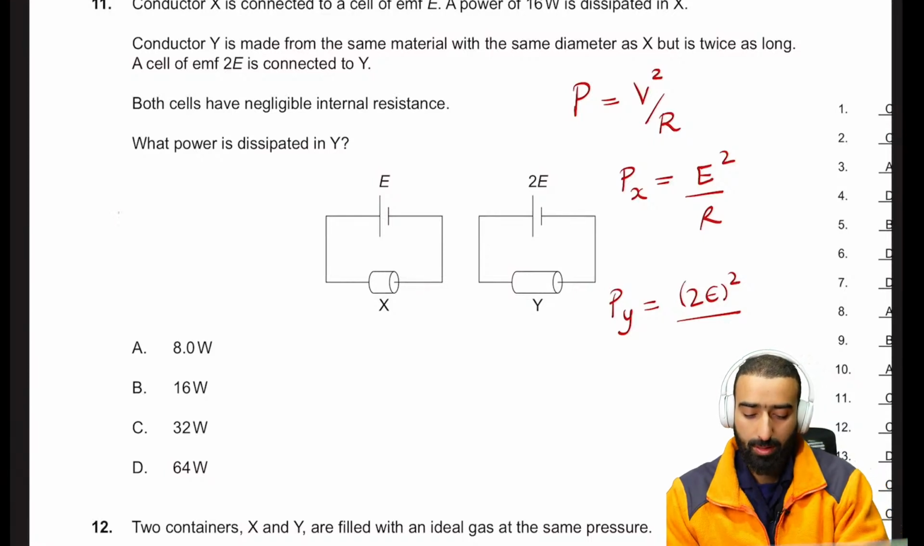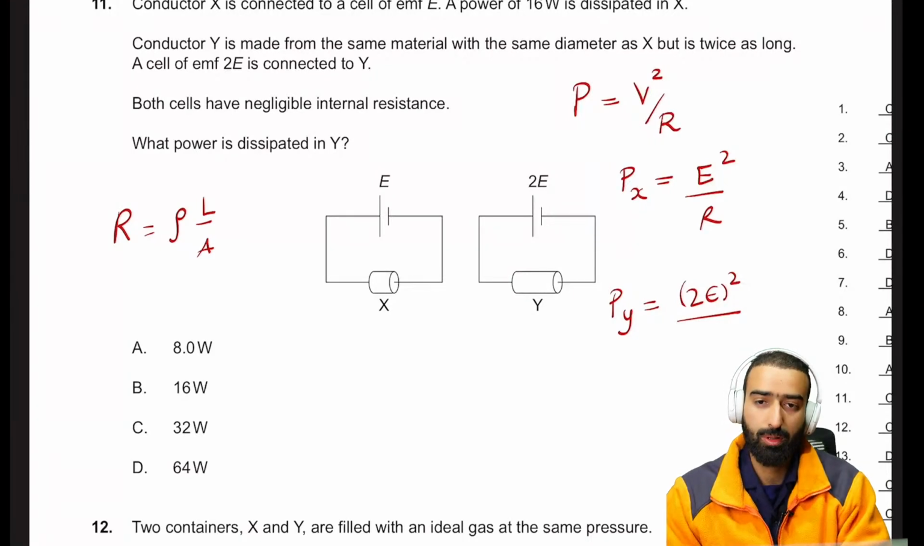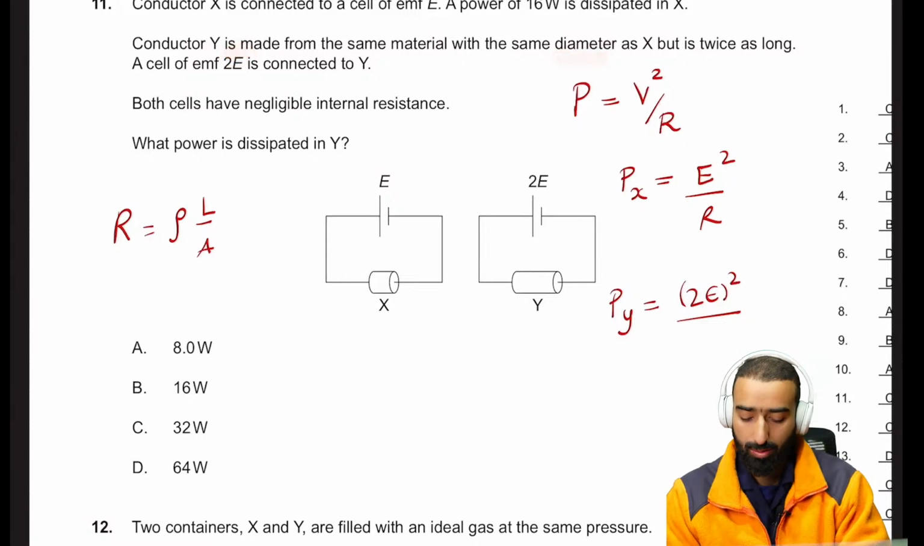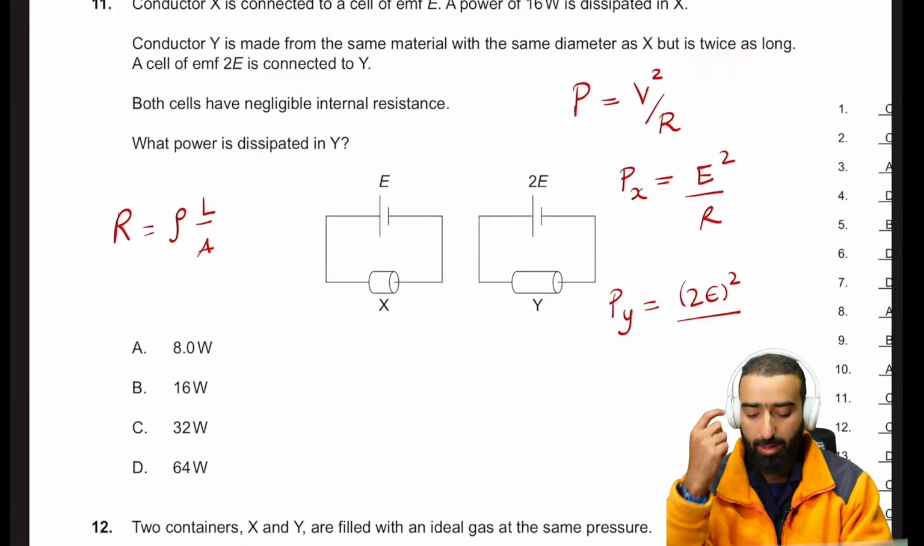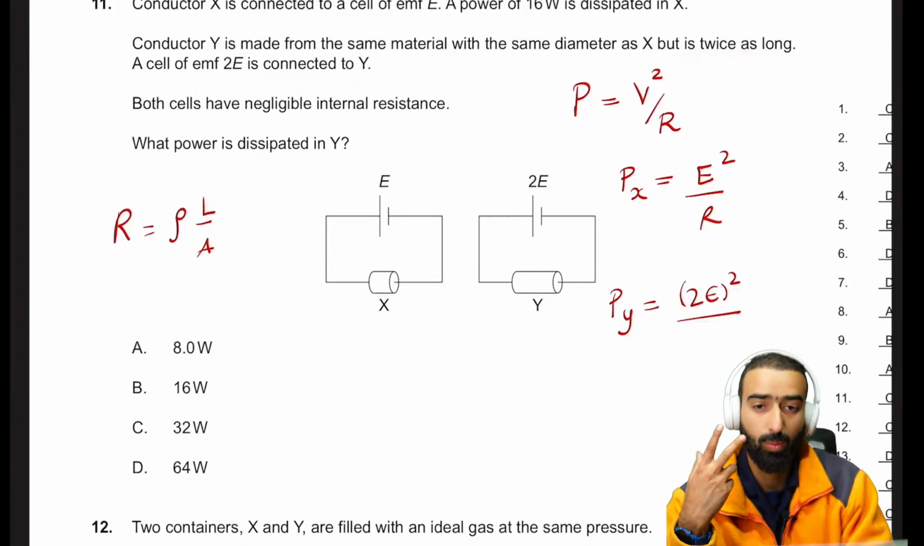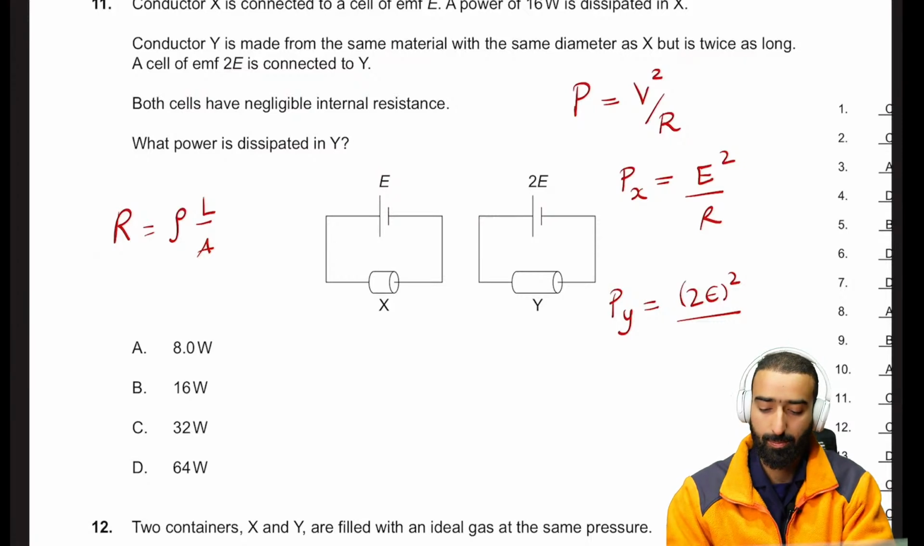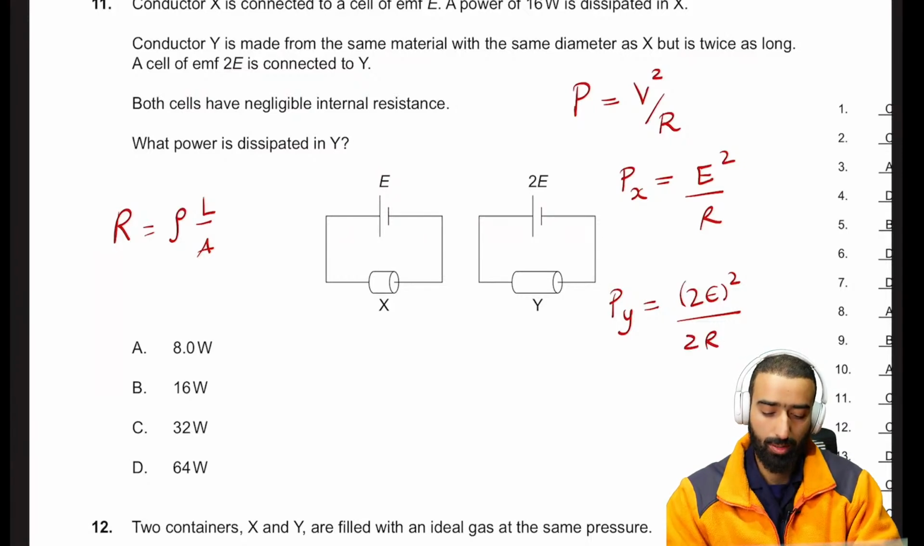We know resistance equals resistivity times length over area. And what has happened to the area? Conductor Y has the same diameter, so it has the same cross-sectional area. But what happened to the length? It is twice as long. That means the resistance in Y is twice the resistance of X. So I'm going to write 2R over here.